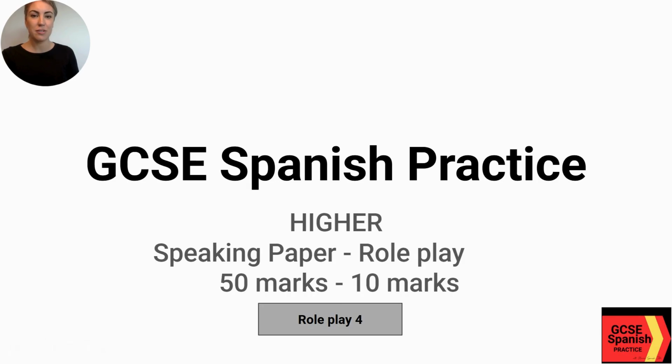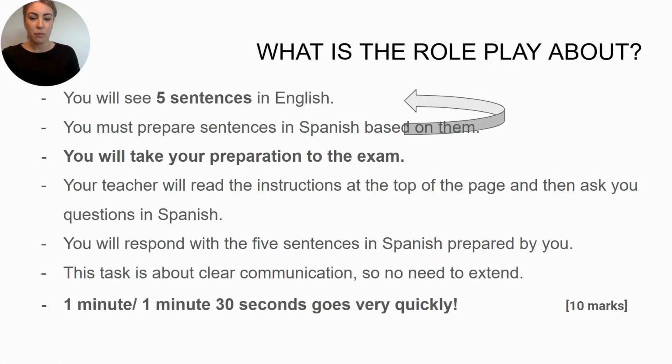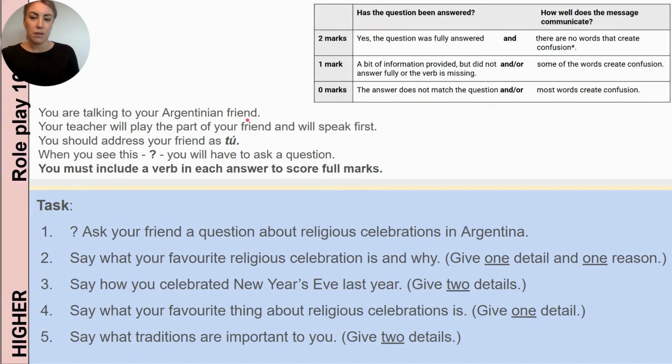My name is Marina and today we're going to work on a role play for the higher speaking paper, which is worth 10 marks out of 50. So it is a good chunk and we can get it right. Now, this is role play 4, and in role play 4 or any other role play, you're going to find 5 sentences in English and you must prepare your sentences in Spanish based on them. Now, it looks like this. You give it instructions and then you say, okay, so this is what you have to do in Spanish.